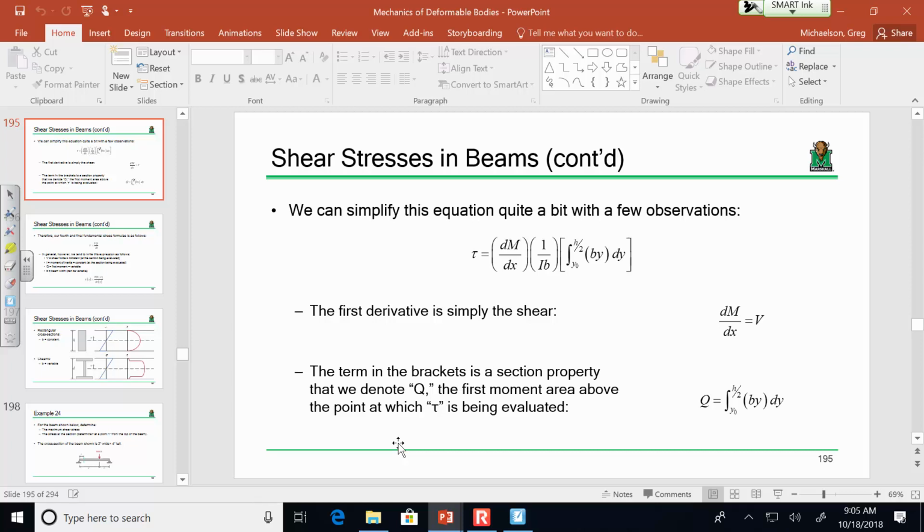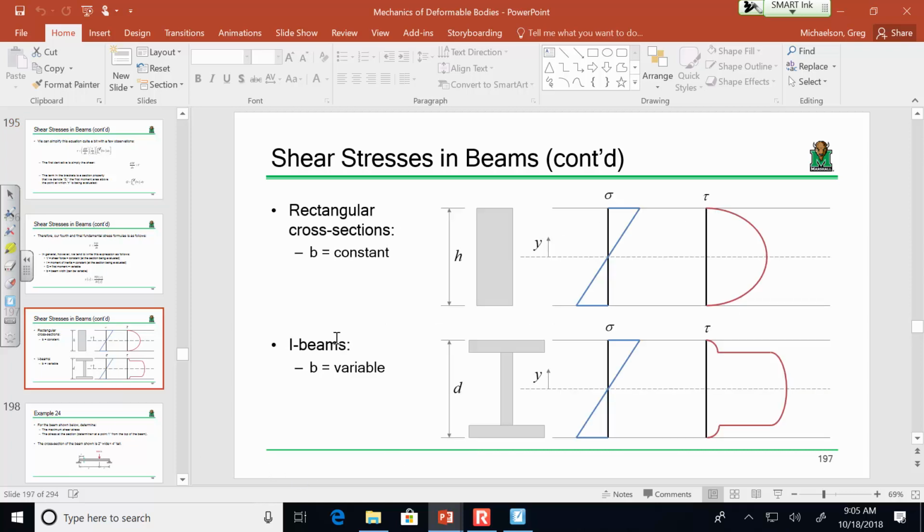Now, when you plot shear stress, this is what it looks like. So for a rectangular section, where is the maximum shear stress? Dead center. So if you want to know how to determine Q, it's real simple.